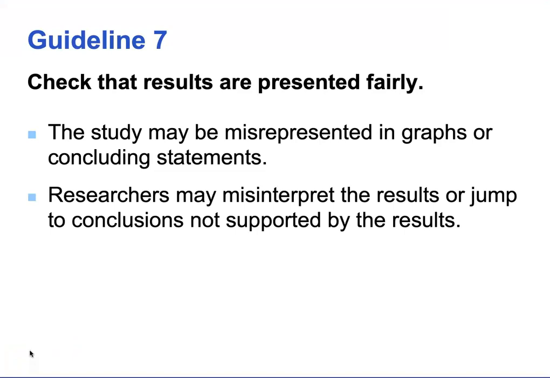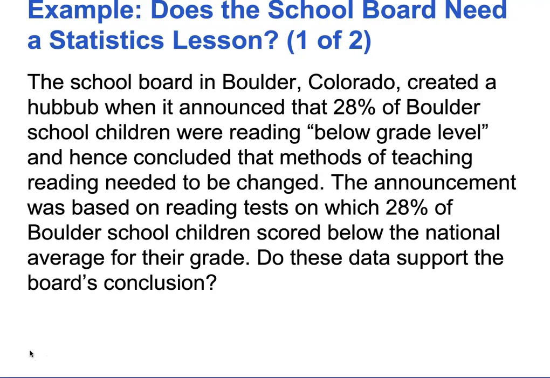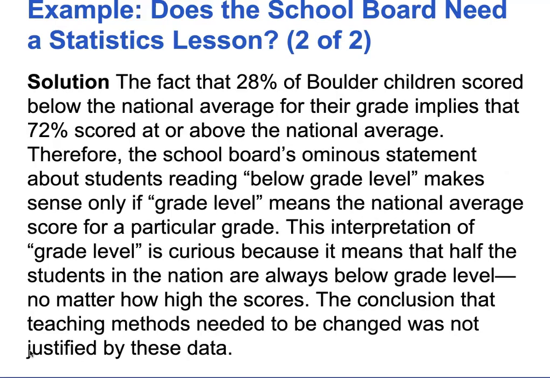Researchers may misinterpret the results or jump to conclusions not supported by the results. For example, the school board in Boulder, Colorado created a hubbub when it announced that 28% of Boulder school children were reading below grade level, and hence concluded that methods of teaching reading needed to be changed. The announcement was based on reading tests on which 28% of Boulder school children scored below the national average for their grade. Do these data support the board's conclusion?